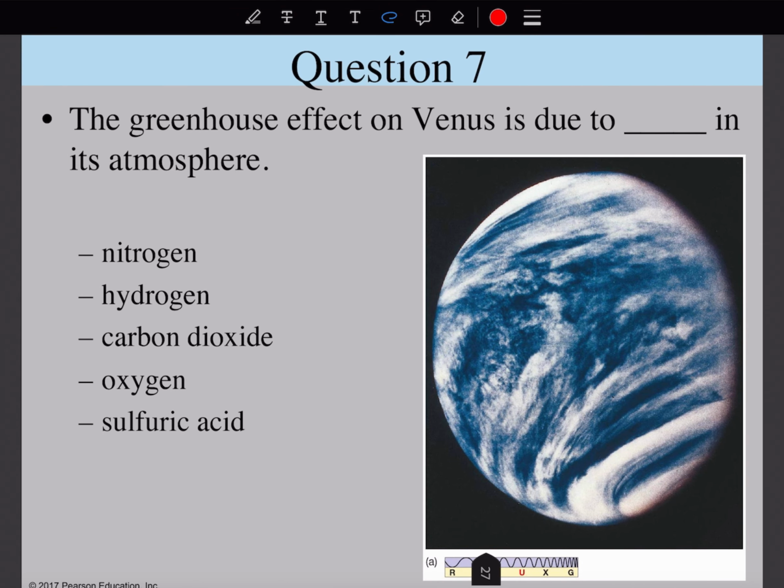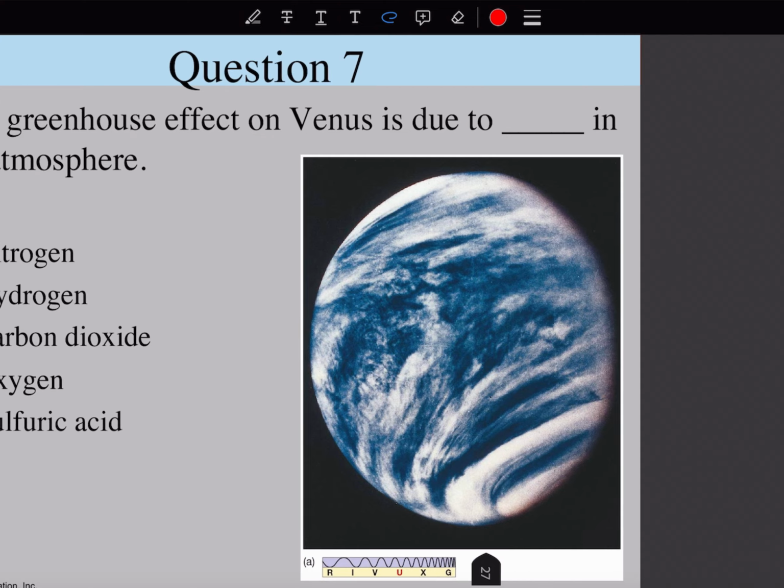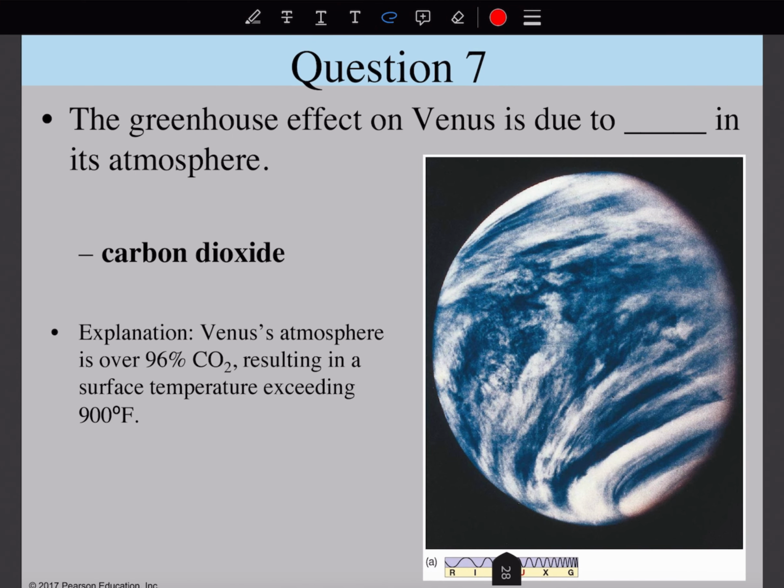Next question. The greenhouse effect on Venus is due to what molecule or chemical in its atmosphere? So the chemical that generates the greenhouse effect in Venus's atmosphere is the same in our atmosphere, and it's carbon dioxide.